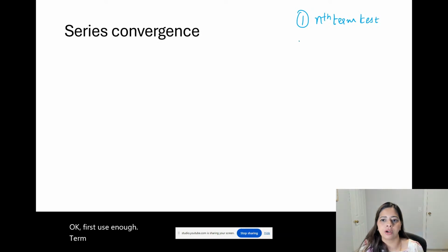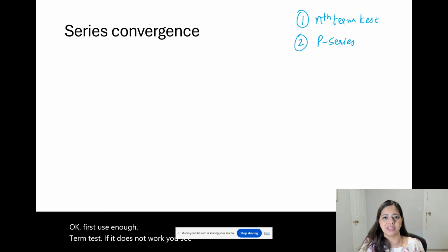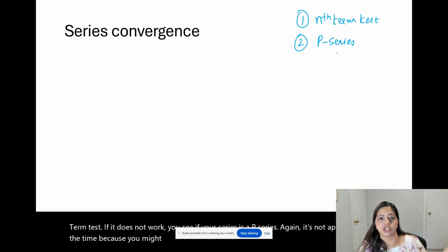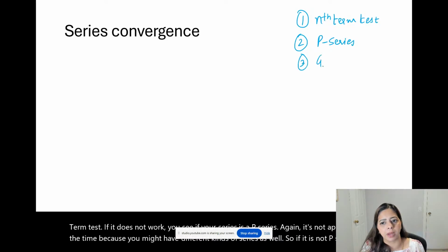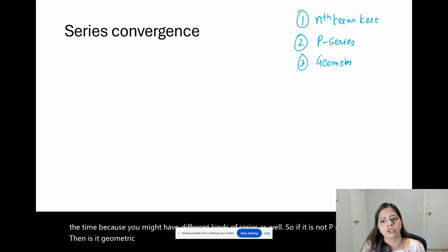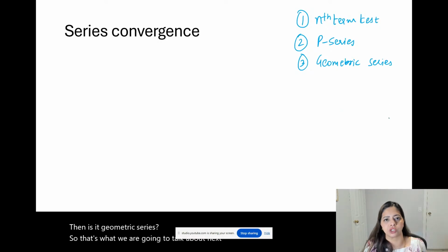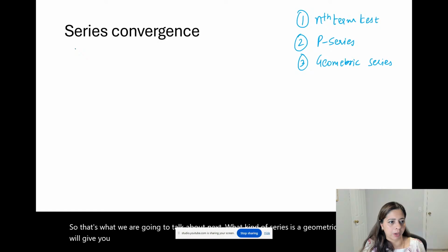If it does not work, you see if your series is a p series. Again, it's not applicable all the time because you might have different kinds of series as well. So if it is not a p series, then is it a geometric series? That's what we are going to talk about next. What kind of series is a geometric series? So I'll give first examples of the geometric series.